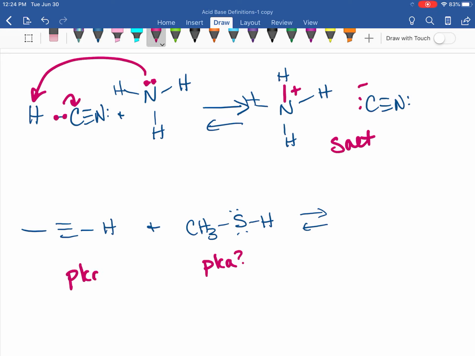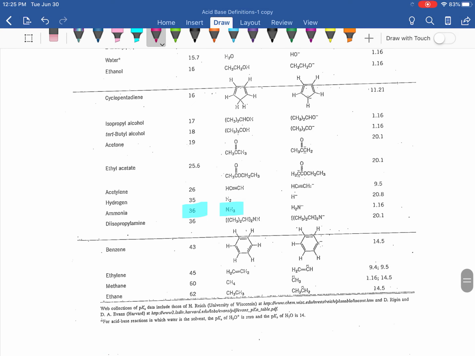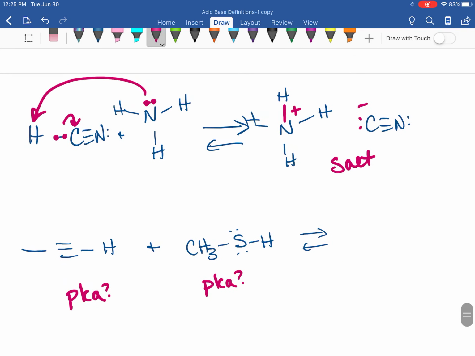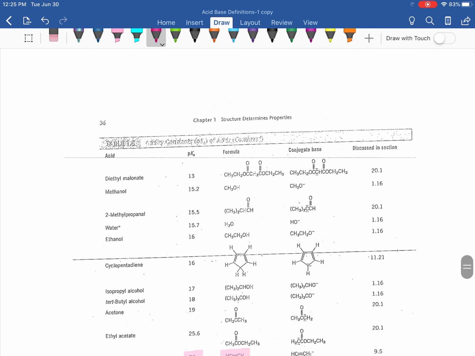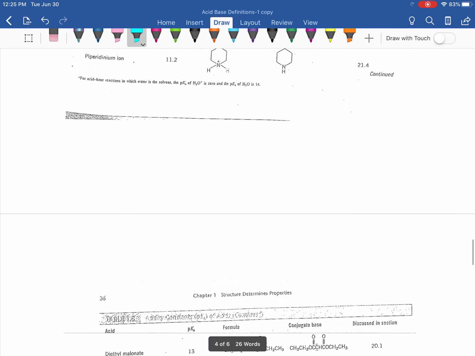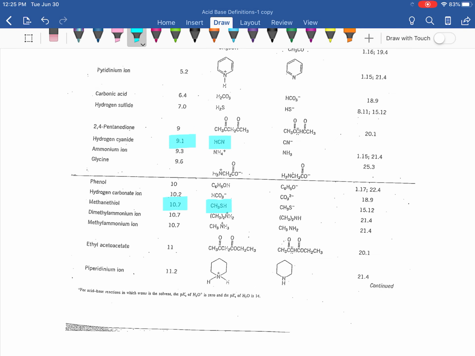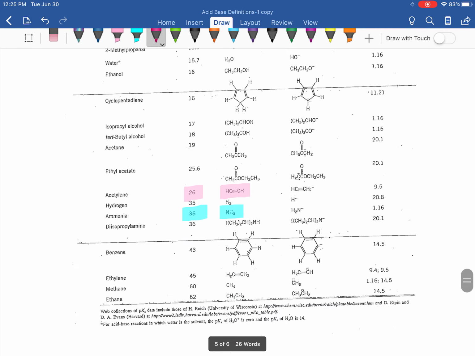Okay, so let's take these two and let's find our pKa. Are they even there? Okay, how do we find, do we have a triple bond? I see one here. That is at 26. All right, let's see. Let's write that down here. 26. Okay, and then how about that sulfur? Did we find that anywhere? Not yet. Not yet. Do you see sulfur anywhere? There it is. That is a 10.7. Okay.